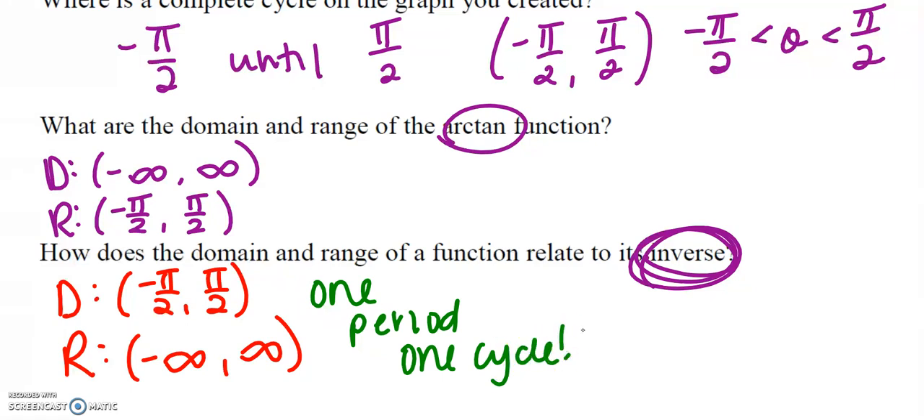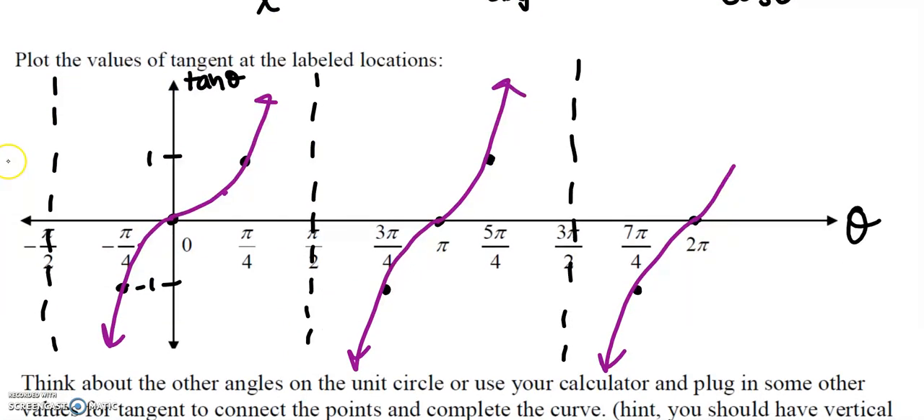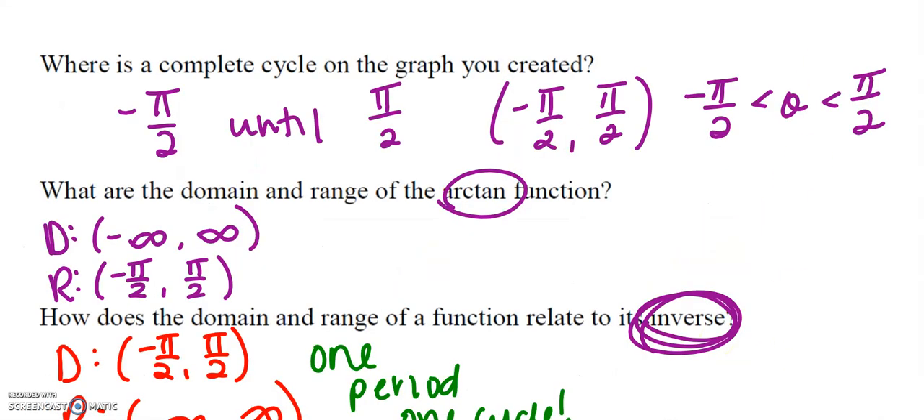The domain of a tangent function actually is kind of hard to write. We need to think about it's pi, right? I go from here to here. That's a total distance of pi. But I have to skip every asymptote. So to write the actual domain of tangent, it looks kind of funny.